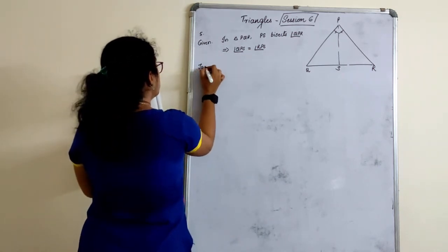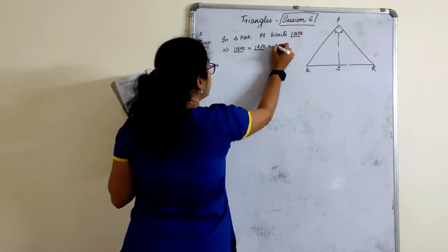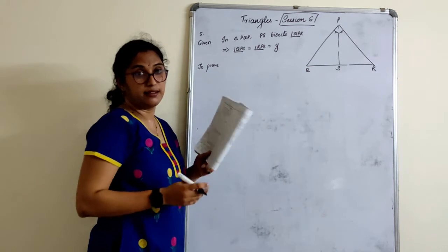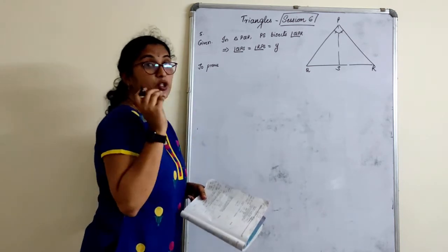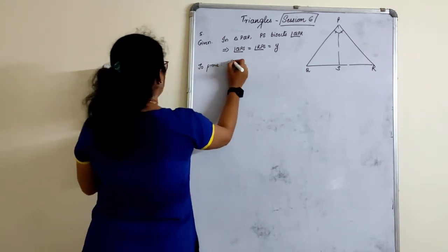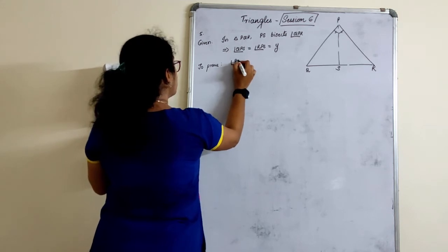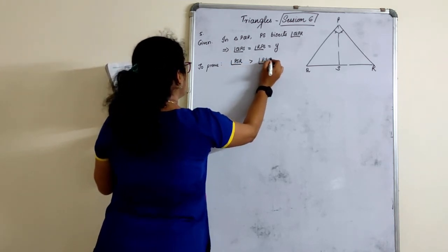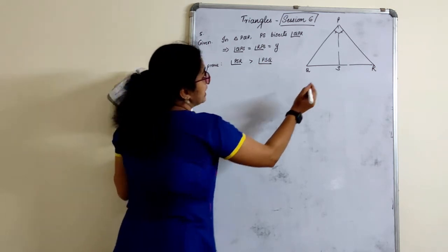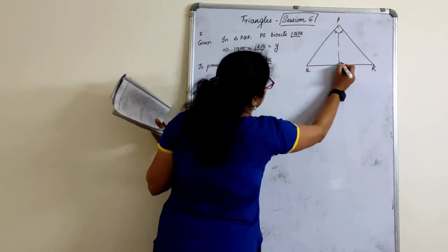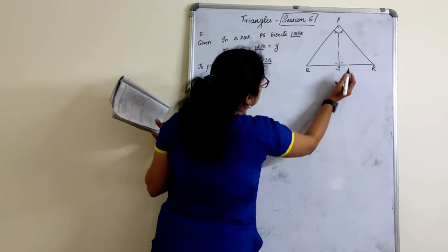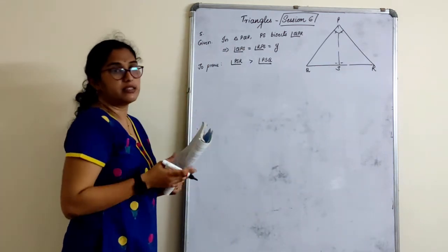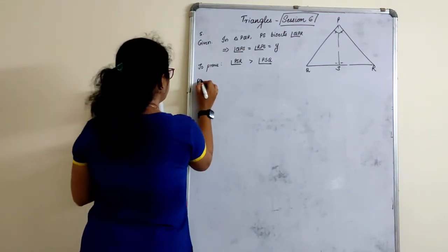To prove: we'll write this angle as Y or X. Why did we choose a variable? You will understand later. To prove angle PSR is greater than angle PSQ. These two, some way greater or lesser they will give us. Proof.